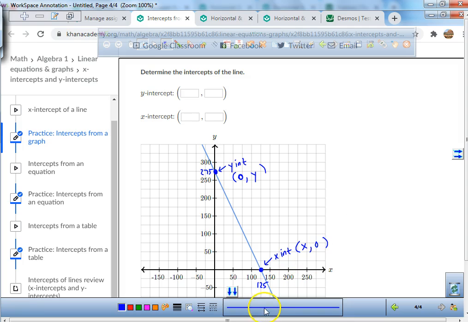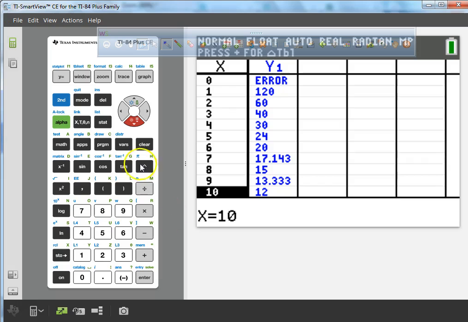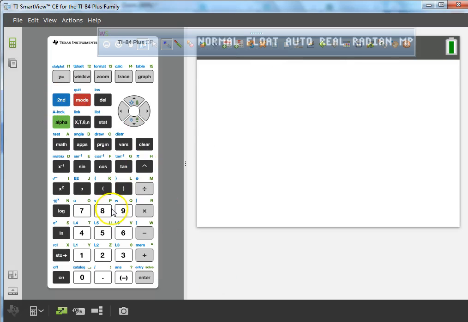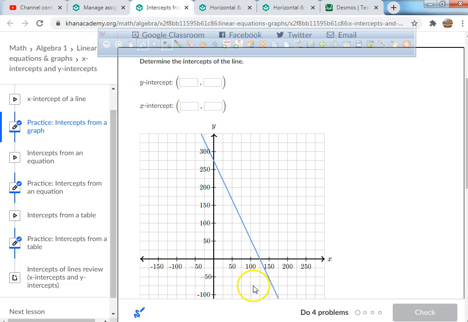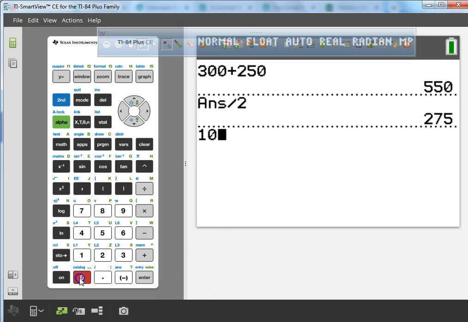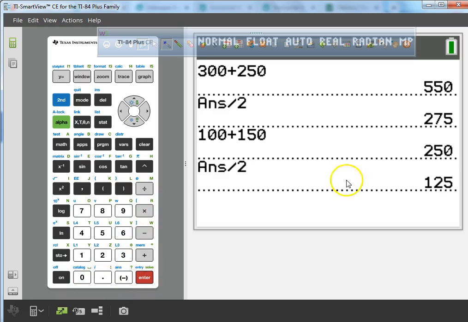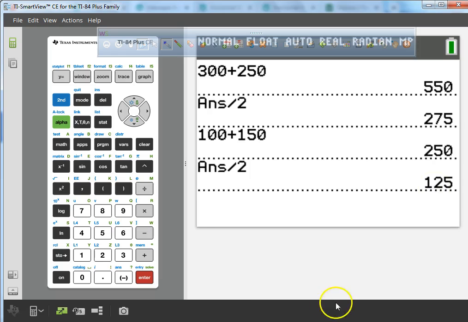Now, if you're not good with halfway in between, that's okay. You can use your calculator. Here's what you could do. I could take 300, add 250 together, press enter, and divide that by 2, and you get 275. I could also take 100 and 150, add them together, 100 plus 150, press enter, and then divide that by 2, and that's the halfway, 125.